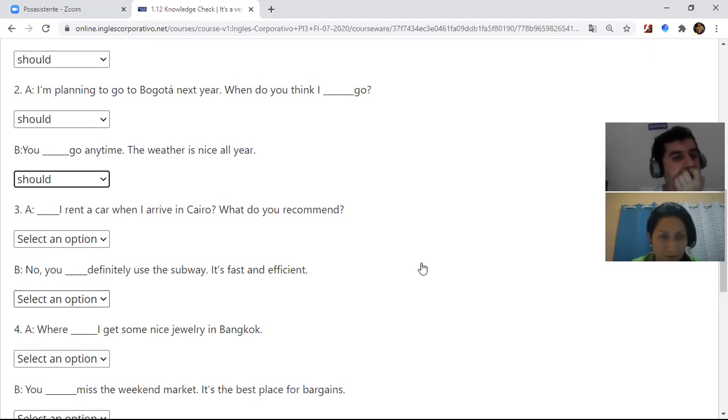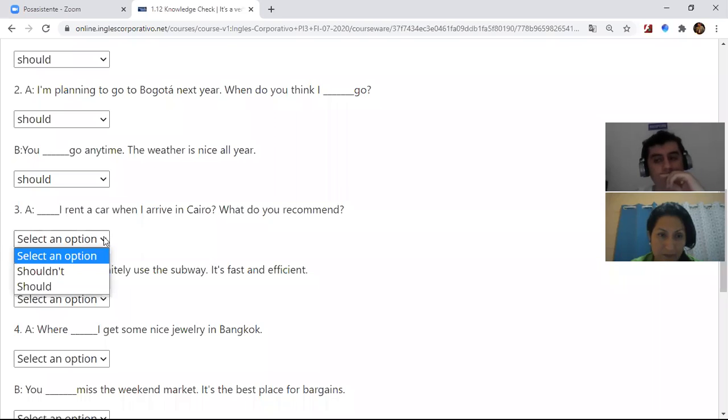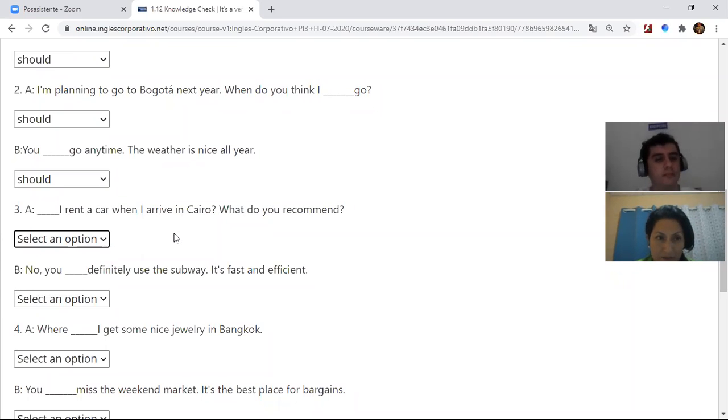Remember you did this on vacation, right? Recuerden que ya lo hicimos en vacaciones. No me van a estar haciendo trampita, ¿eh? Okay, let's continue, right? The options are, let me see, should or shouldn't? Should I or shouldn't I rent a car?